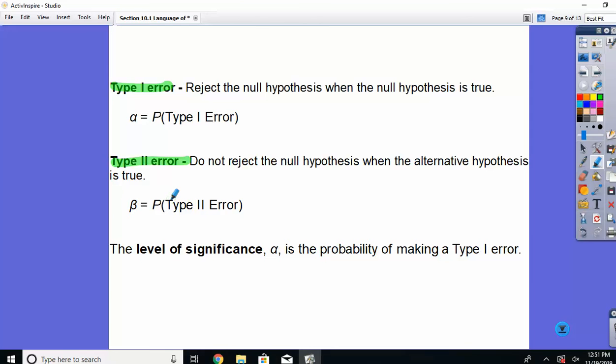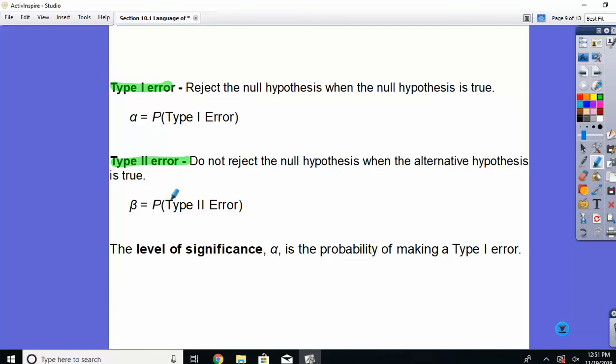Alpha is the level of significance. That's the probability of making a type 1 error. As the probability of type 1 goes up, so if we become more likely to reject the null hypothesis, then beta is actually going to go down. They're kind of inverse. So when the probability of one goes up, the other goes down. When the probability of one goes down, the other one goes up. Really what you need to know for now is which is which.